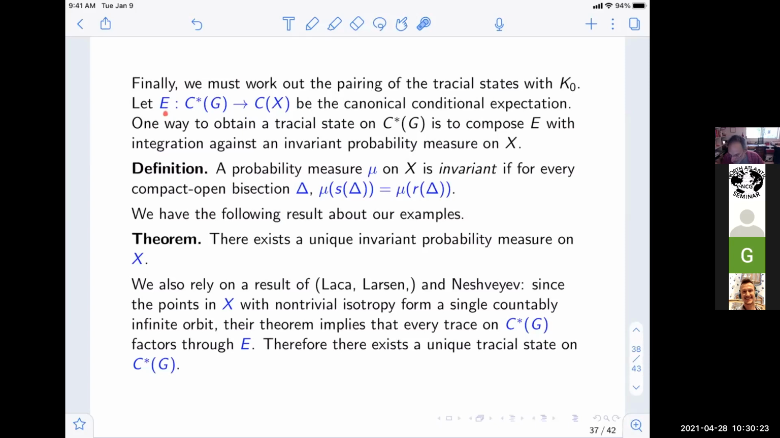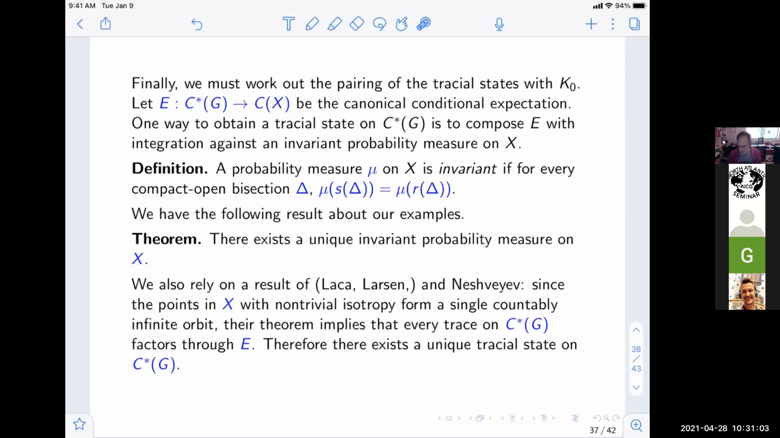So let's let E be the canonical conditional expectation from the C-star algebra of the groupoid onto the continuous functions of its unit space, right? X is the unit space of G. So in order to obtain a tracial state, the most direct way is to compose this expectation with a trace on C of X, but it should be compatible with G. So we use an invariant probability measure on the unit space and compose the conditional expectation with integration against that measure.